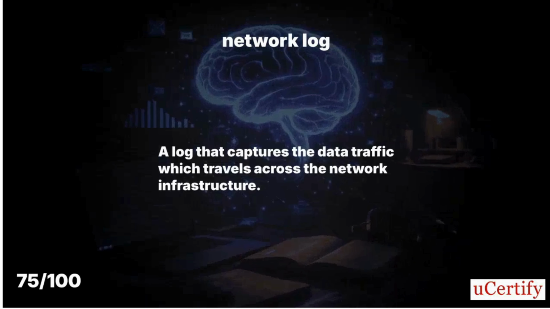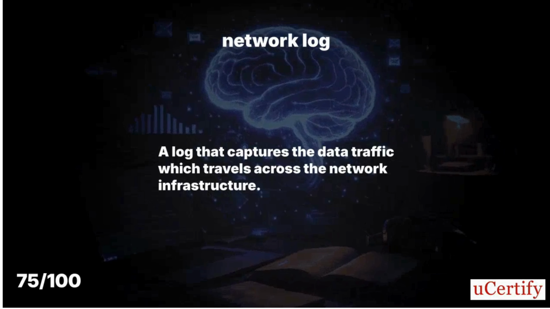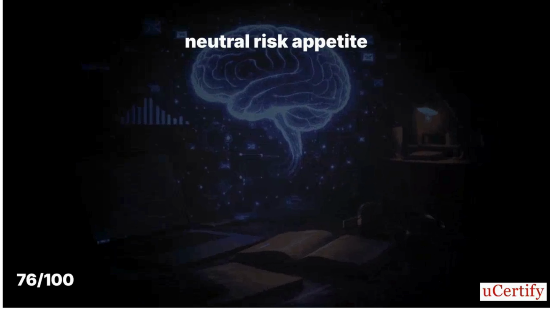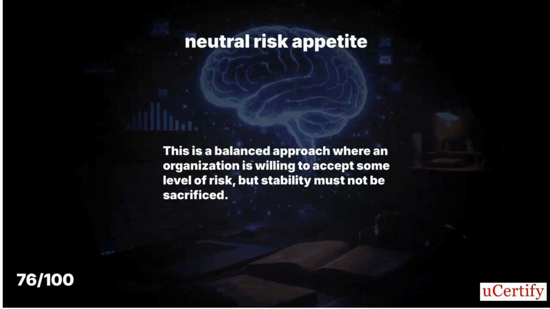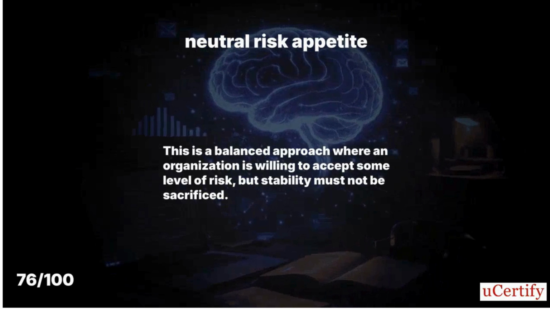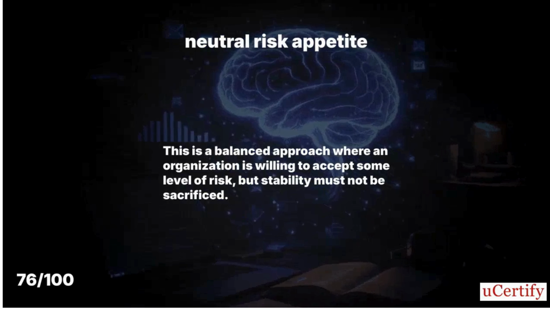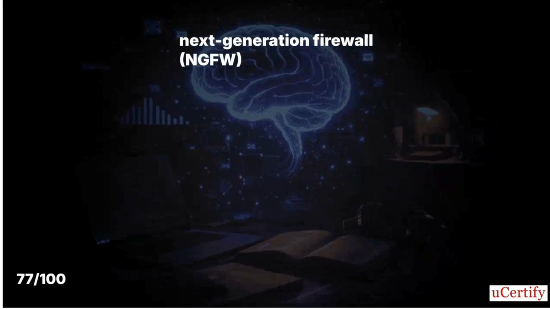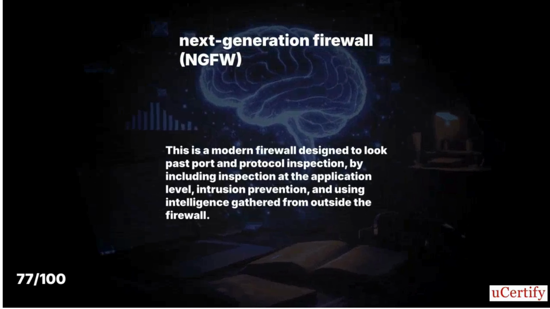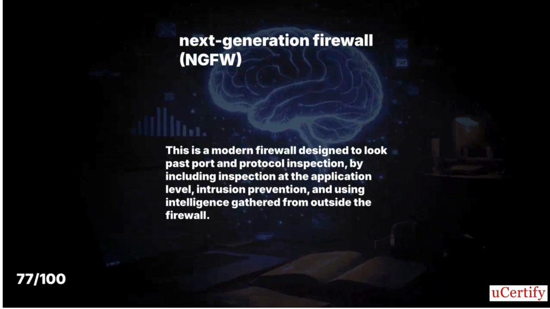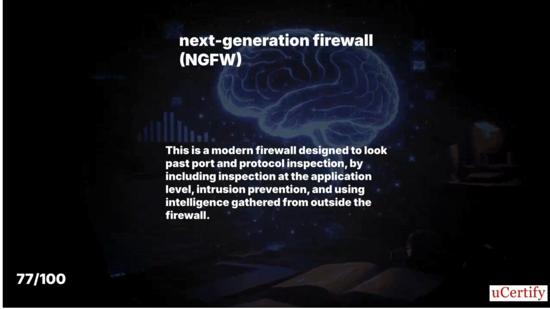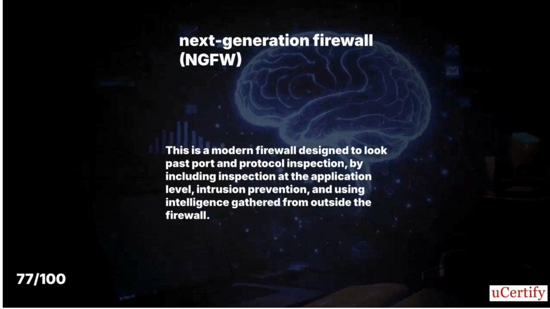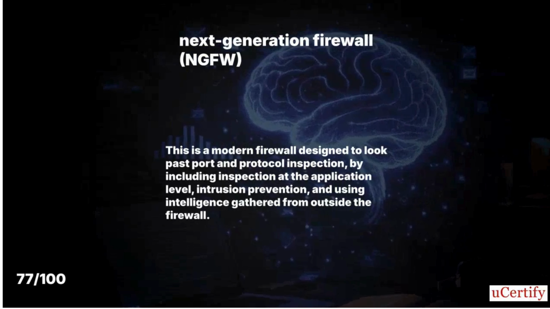A log that captures the data traffic which travels across the network infrastructure. Neutral risk appetite. This is a balanced approach where an organization is willing to accept some level of risk, but stability must not be sacrificed. Next-generation firewall. This is a modern firewall designed to look past port and protocol inspection by including inspection at the application level, intrusion prevention, and using intelligence gathered from outside the firewall.